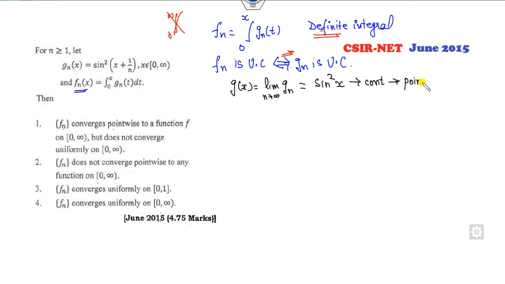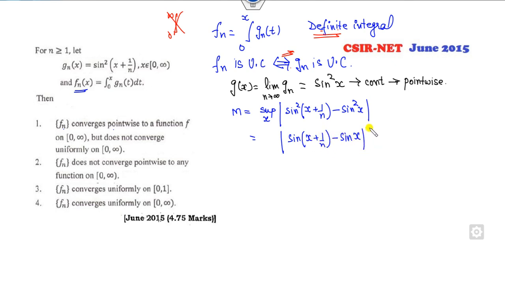It means it is pointwise convergent. Then you define M, the supremum of all those x, such that sine square of (x plus 1 by n) minus sine square of x. Then I can write this function as sine of, that is a square minus b square, (a minus b) and (a plus b). Fine. Then your target is to find the supremum.